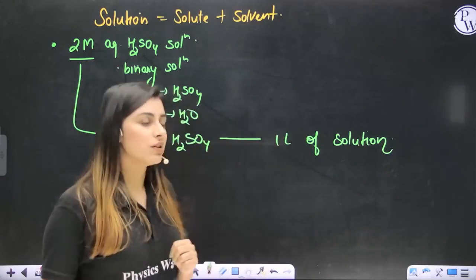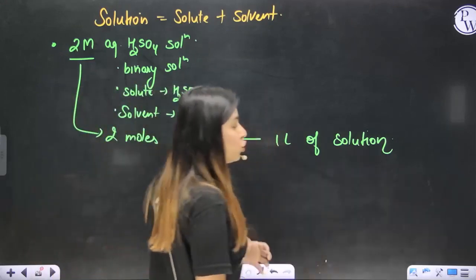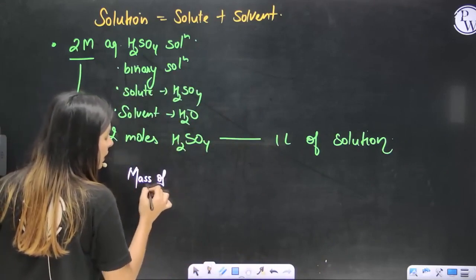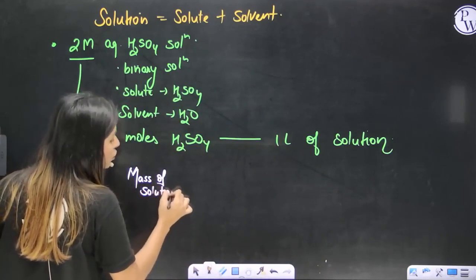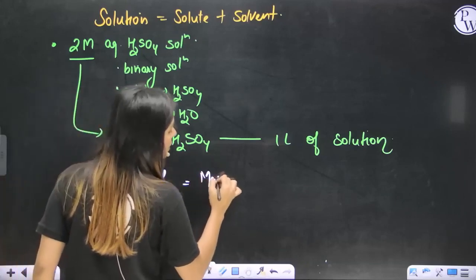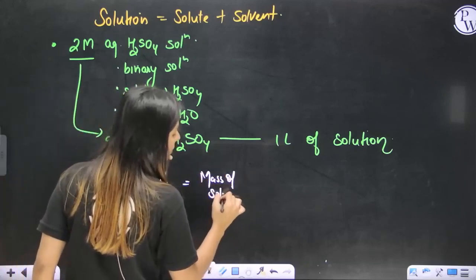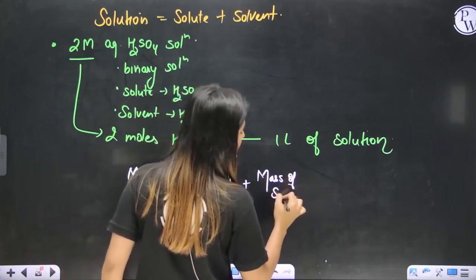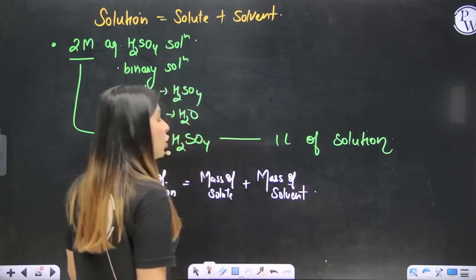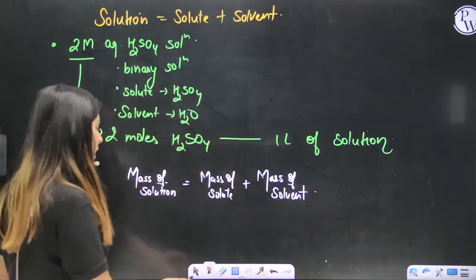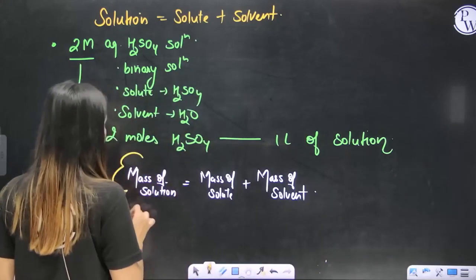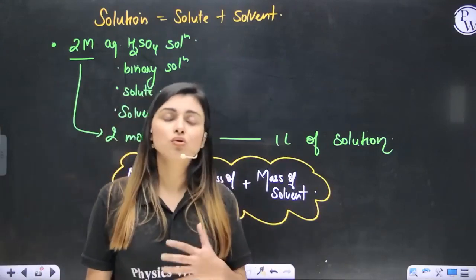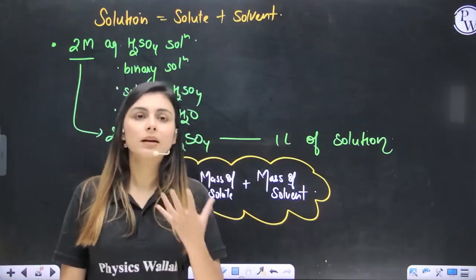Now, my dear students, the next thing you need to know is that if you ever talk about the mass of solution, it will always be equal to the mass of solute plus the mass of solvent. Always and always. I hope this is clear, because all these things we are going to use in our numericals. That is the reason I'm telling you these.